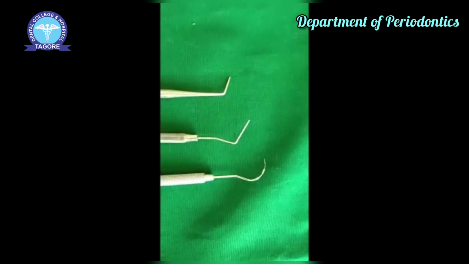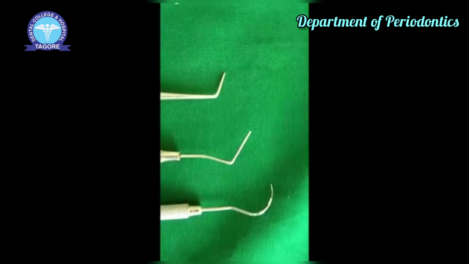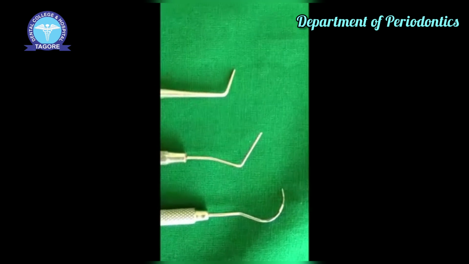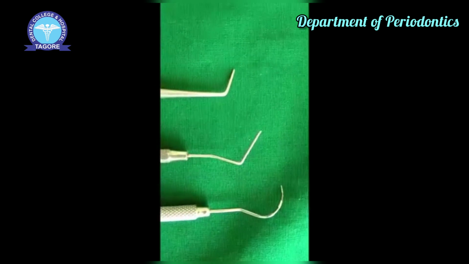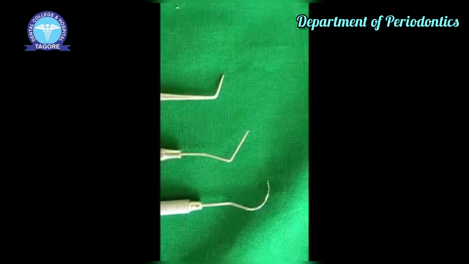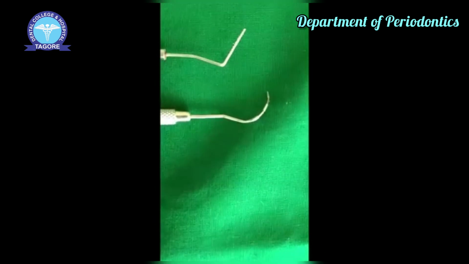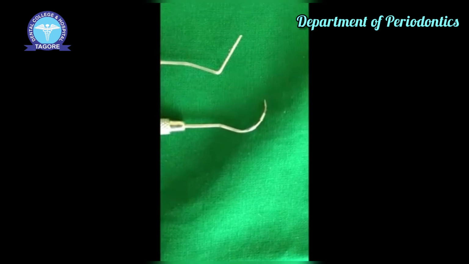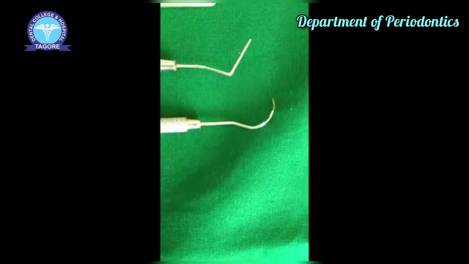A probe is differentiated from an explorer by markings present on its working end. Hence, a probe is used to measure a parameter, for example, the depth of the gingival sulcus. There are many probes available, but Williams probe and Neighbours probe are most commonly used.